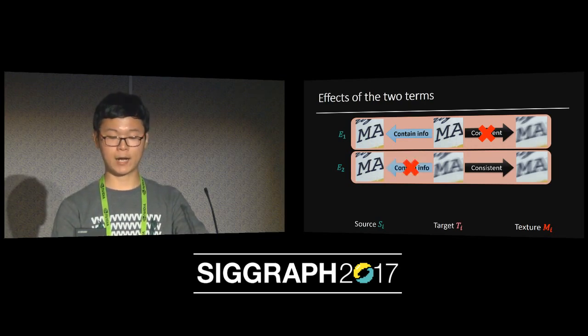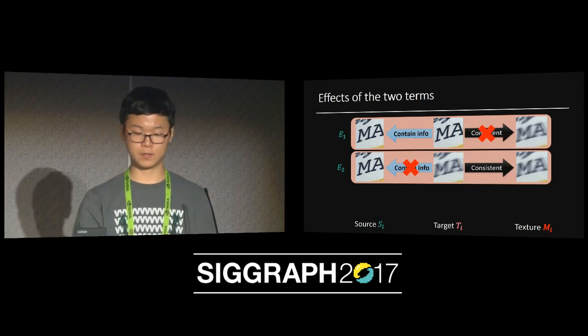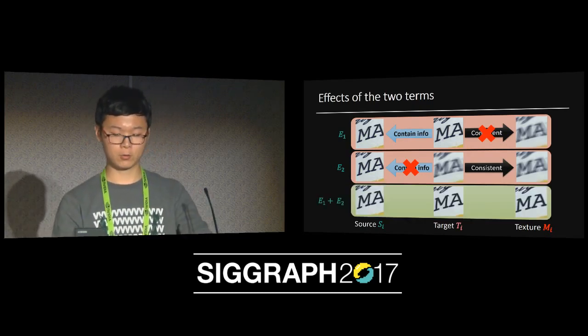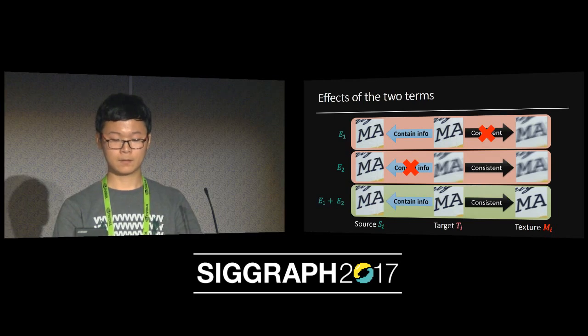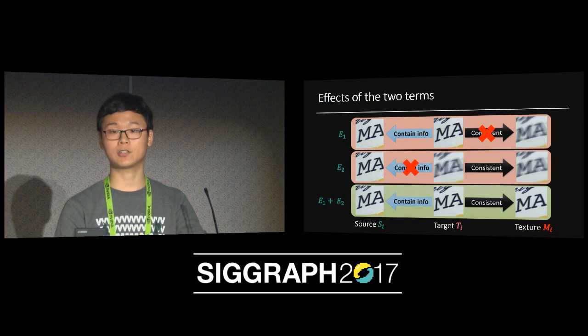However, the target image has ghosted content which does not appear in the source image. So our full approach optimizes both terms and ensures that the targets contain source info and are consistent. Therefore, only our full approach is able to produce a high-quality texture map.